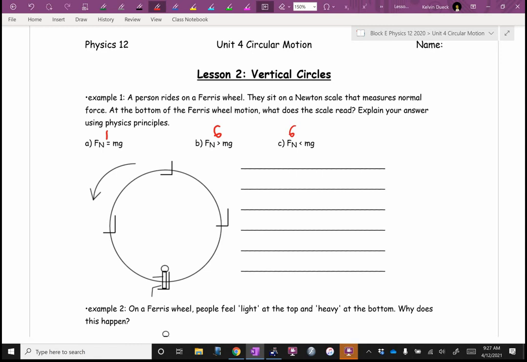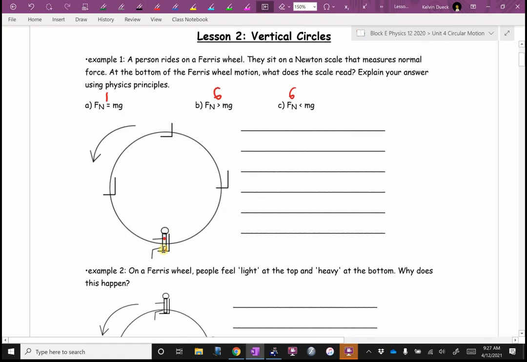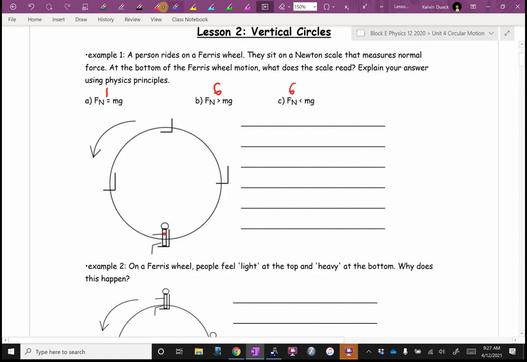It's a free body diagram. So you ready? Here's your first circular motion free body diagram. What path are we tracing out? A circle. I'm going to put a little dot right here. What are the forces acting on this person? Get the obvious one. Which way? Okay. What else? Normal force. Which way?